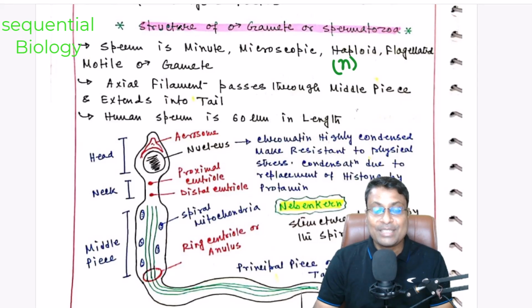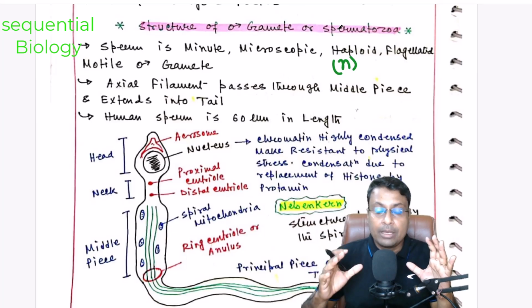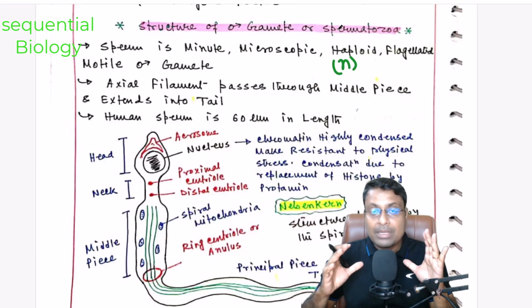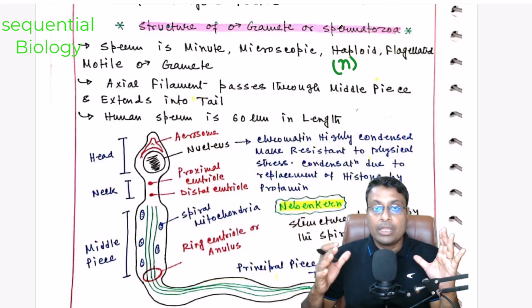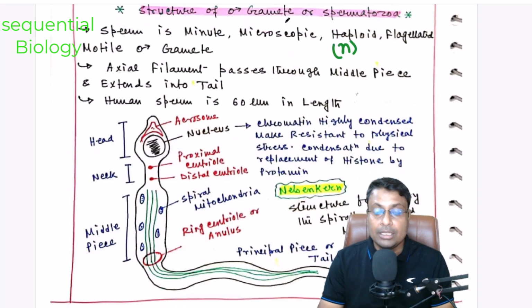Hello friends, in this video we will discuss the structure of the male gamete or spermatozoa, which is also known as a germ cell. Since humans are sexually dimorphic animals, male and female can be distinguished externally, and the primary sex organs in our body are testis and ovary. The primary sex organ of male is testis and the primary sex organ of female is ovary.